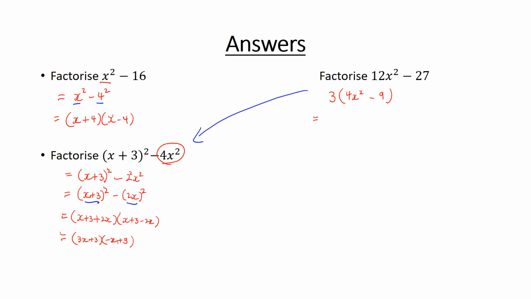So I'm going to rewrite this as 3 outside of bracket 2x all squared, take away, and we know 9 can be rewritten as 3 squared. Therefore we've got our a term and our b term, and I'm going to rewrite this. I'm going to say 3 outside of 2x plus 3, bracket 2x take 3. So now we're going to have 3 outside of, we don't need to write anymore because it's done. And that's how we've solved it.